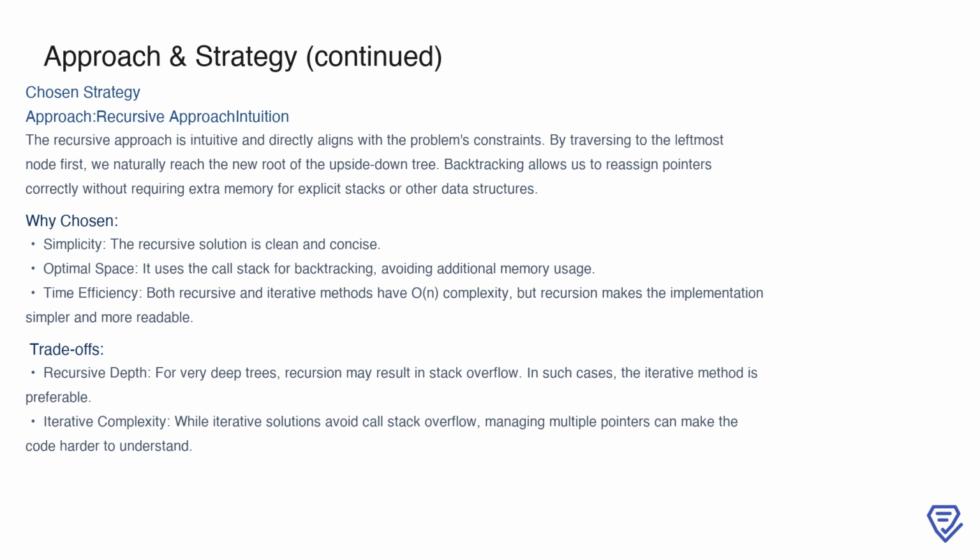However, it's worth noting the trade-offs. Recursion can lead to stack overflow in cases of very deep or unbalanced trees. For such scenarios, the iterative method becomes the more robust alternative. While the iterative approach avoids the risk of stack overflow, the added complexity of managing multiple pointers can make the code less readable and harder to maintain.